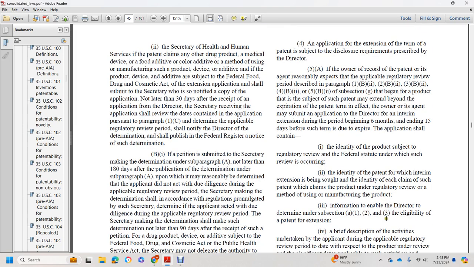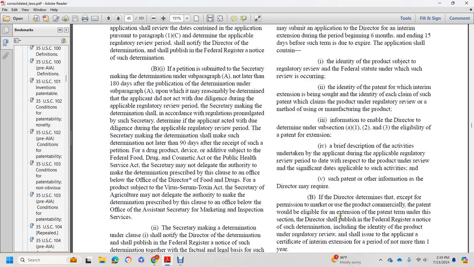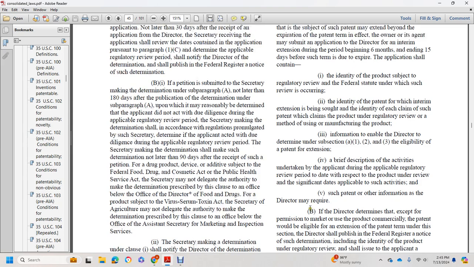It shall identify the patent for which interim extension is sought, and each claim of the patent that claims the product, a method of using the product, or a method of manufacturing the product, to inform and enable the Director to make the determination under subsection A1, 2, and 3 of the eligibility for patent extension. It shall include a brief description of activities undertaken by the applicant during the applicable regulatory review period with respect to the product under review, the significant dates applicable to such activities, and such other information as the Director may require.